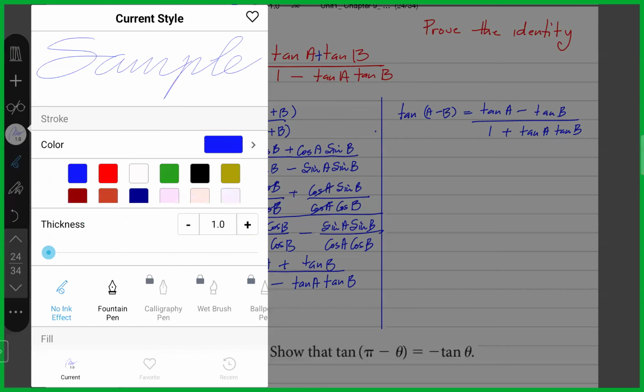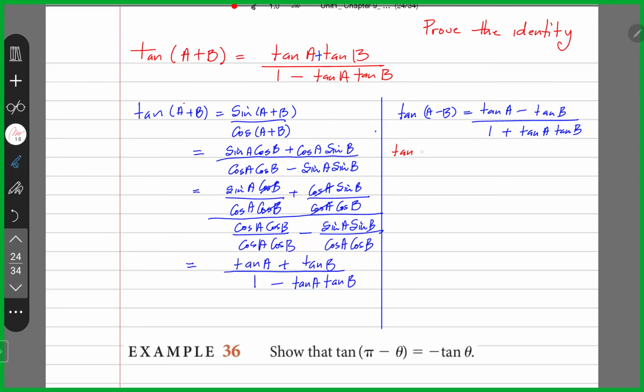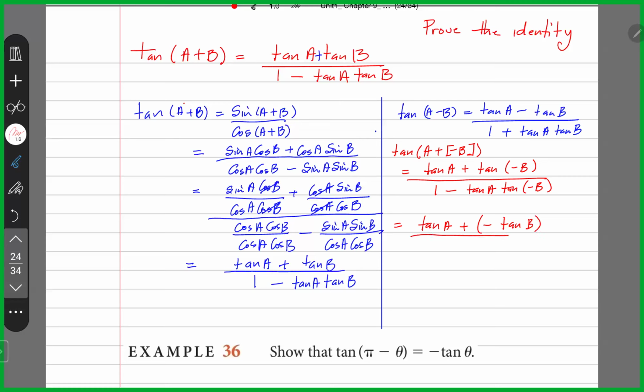if we use the tan(A + B) identity, we're going to end up with tan A plus the tangent of minus B over 1 minus tan A times the tangent of minus B. But the tangent of minus B is equal to minus the tangent of B. So this is equal to tan A plus minus tan B all over 1 minus tan A times minus tan B.